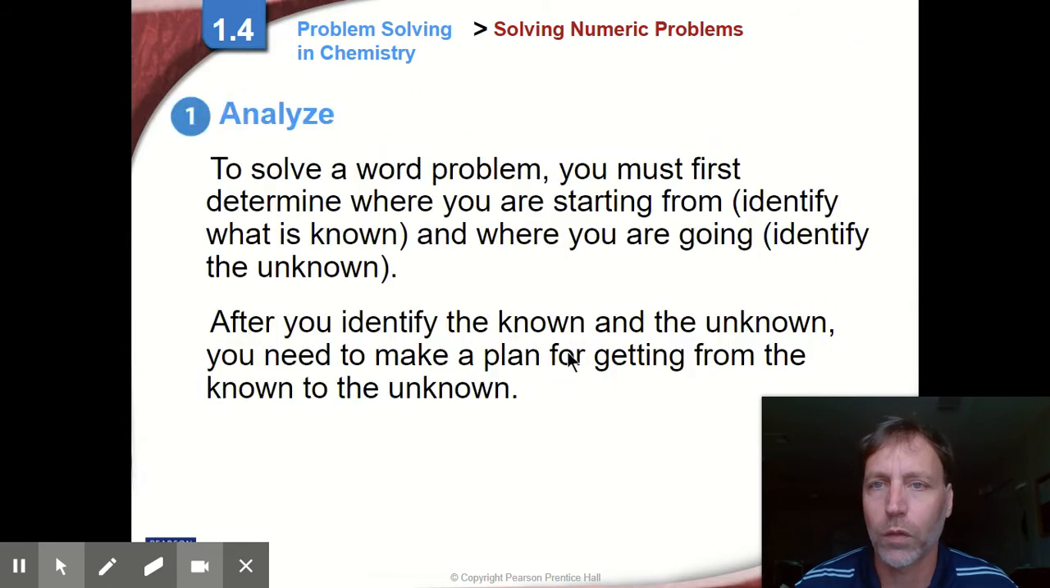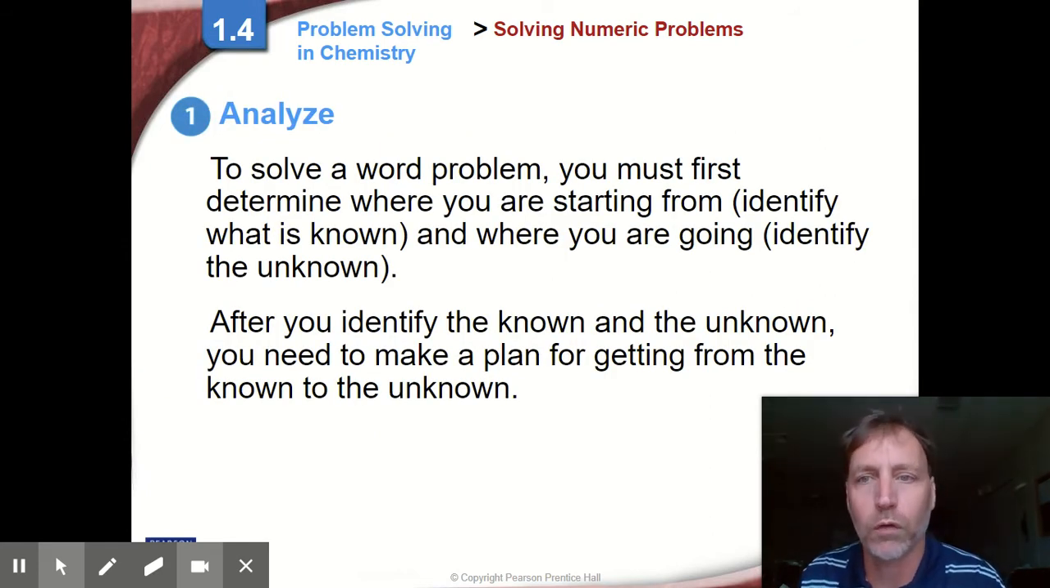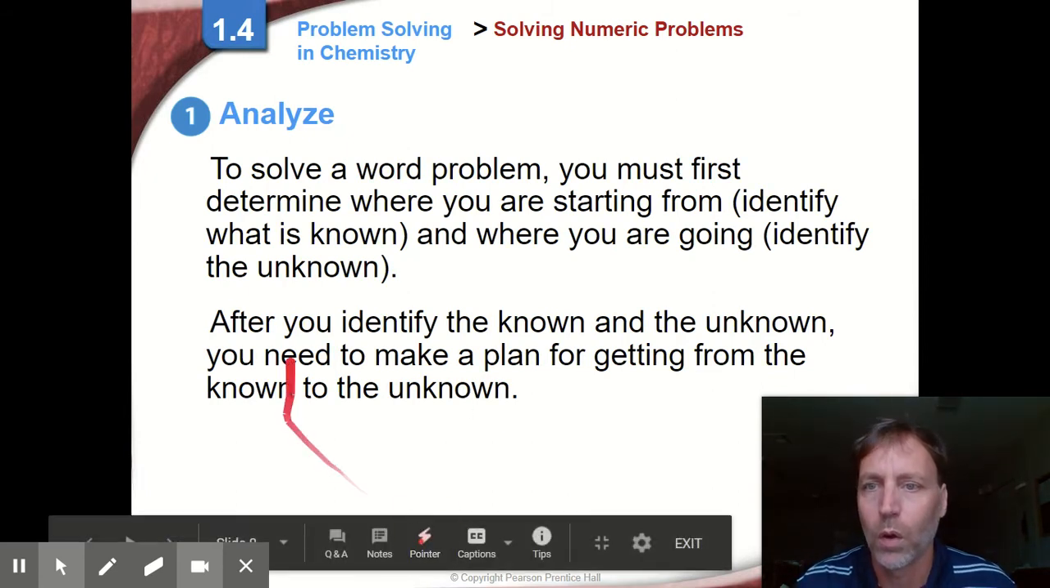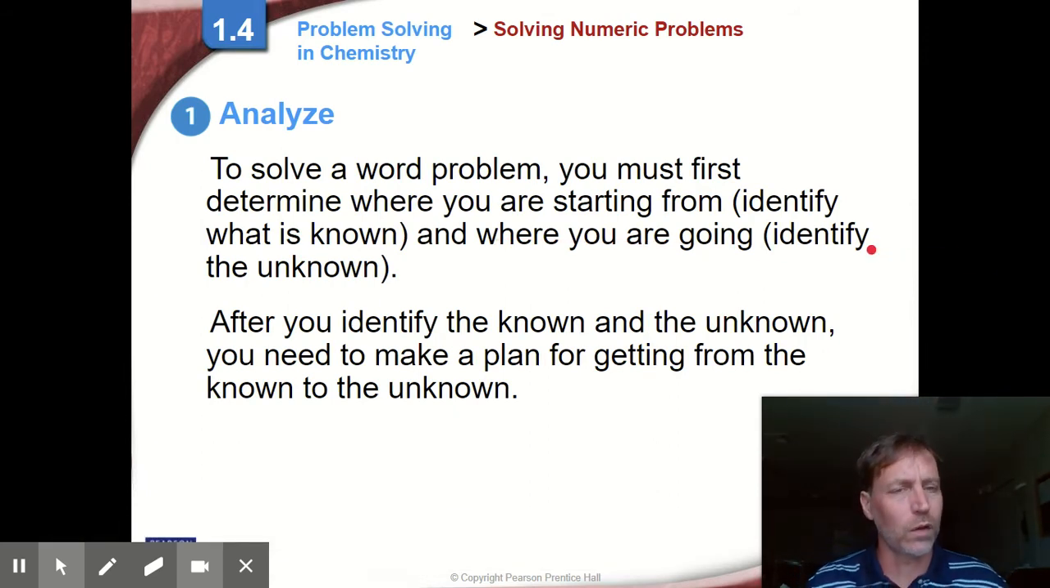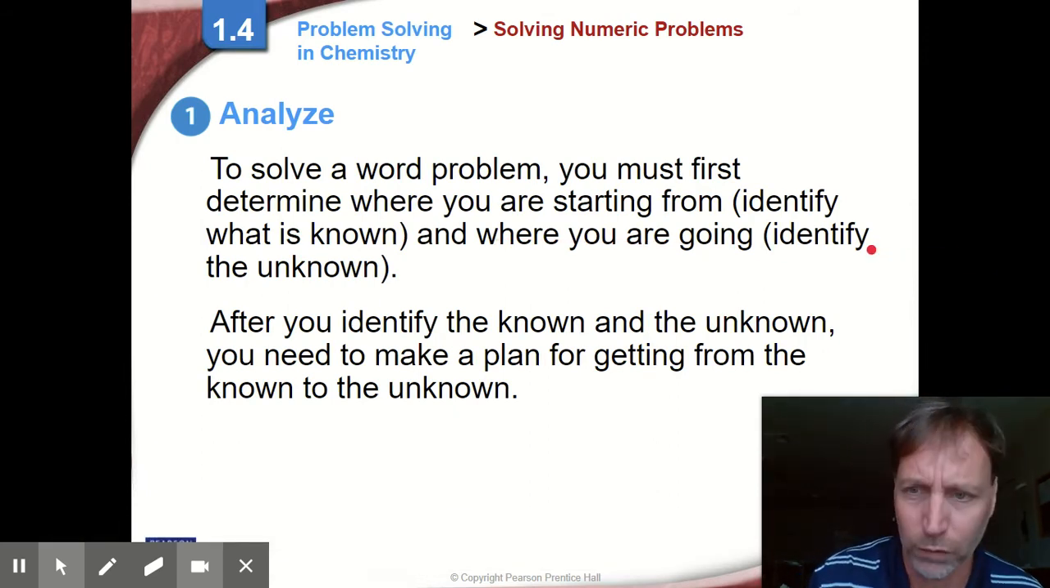So we're going to talk about the word problem here. When you analyze a word problem, you must determine where you're starting from, identifying what is known. This is why I call it what you got. What is known, what you got. Identify where you're going. What is the unknown? What do you need? What are they asking for?